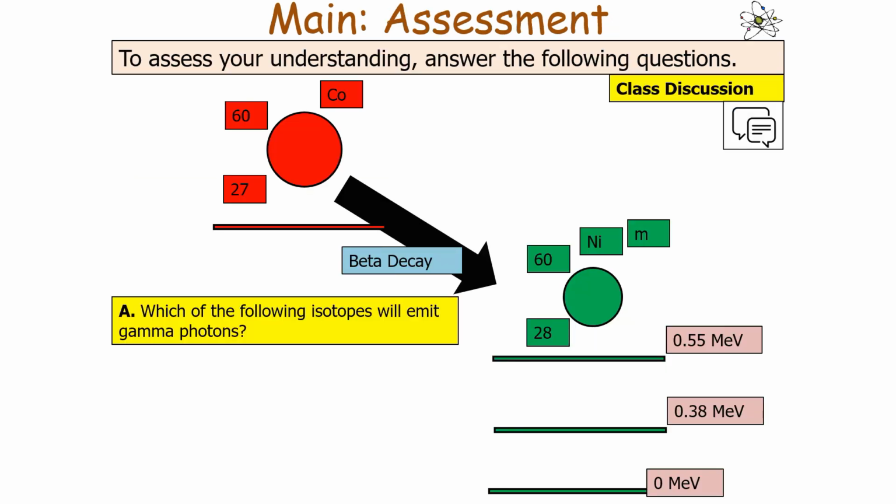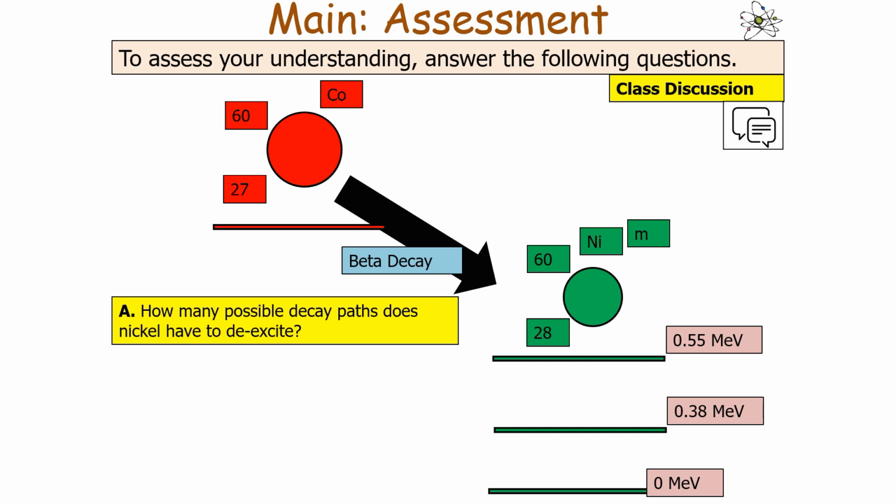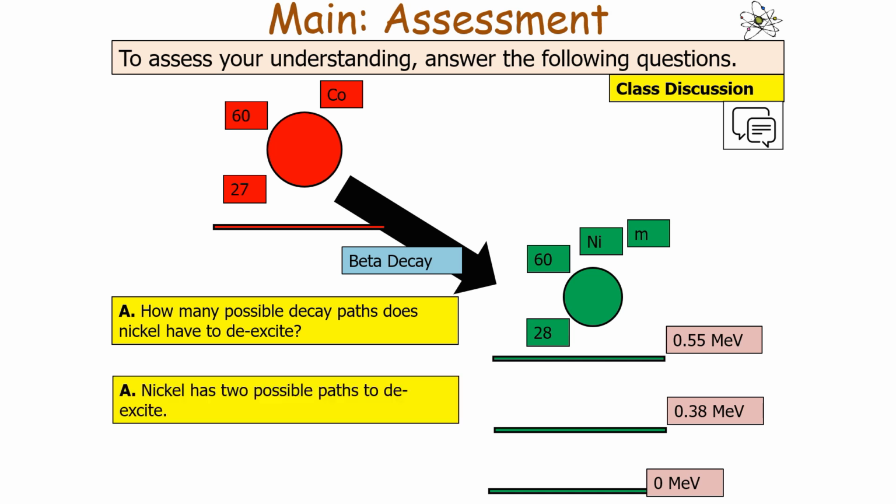So if we look at this particular example of cobalt decaying into nickel, which of the following isotopes will emit the gamma photon? Well, it's the nickel that emits the gamma photons, as it's the nickel which is in the metastable state. So it wouldn't be true to say that the cobalt emits gamma photons. It's in fact the product in that original beta decay process, which is the nickel. The next question would ask, how many possible decay paths in this particular example does nickel have to de-excite? So the answer would be nickel has two possible paths to de-excite.